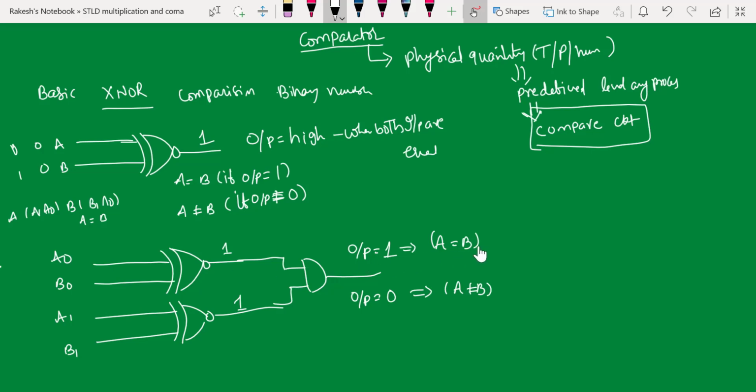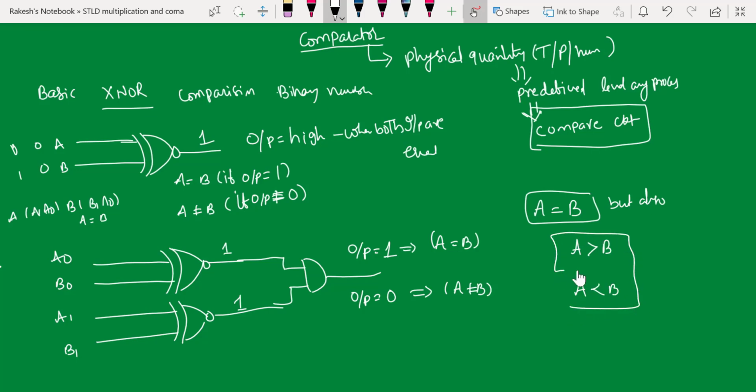But in real-time situations we may need more precise information. That means we may not only require A equals B, but also whether the quantity is greater than or less than. That means you need to provide a circuit which produces A equals B, A greater than B, and A less than B also. Please remember all three quantities are important for a comparator circuit. So we can use this circuit only for comparing two binary numbers, whether they are equal or not, but not whether A is less than B or A greater than B.